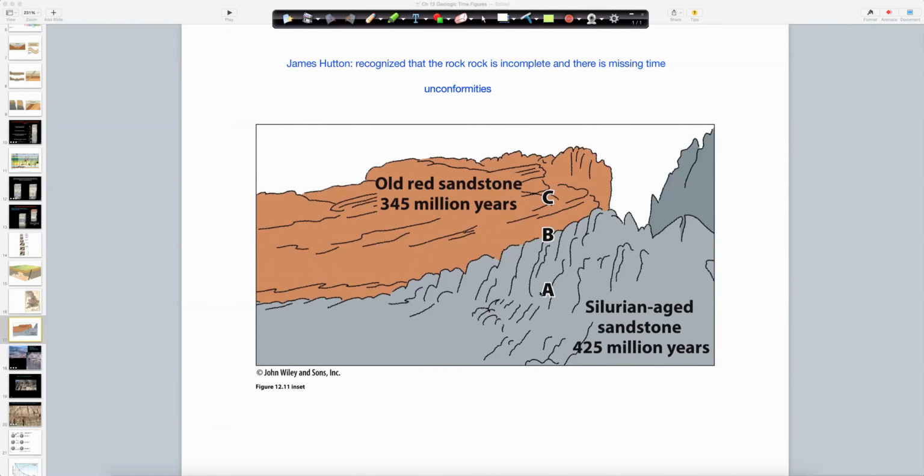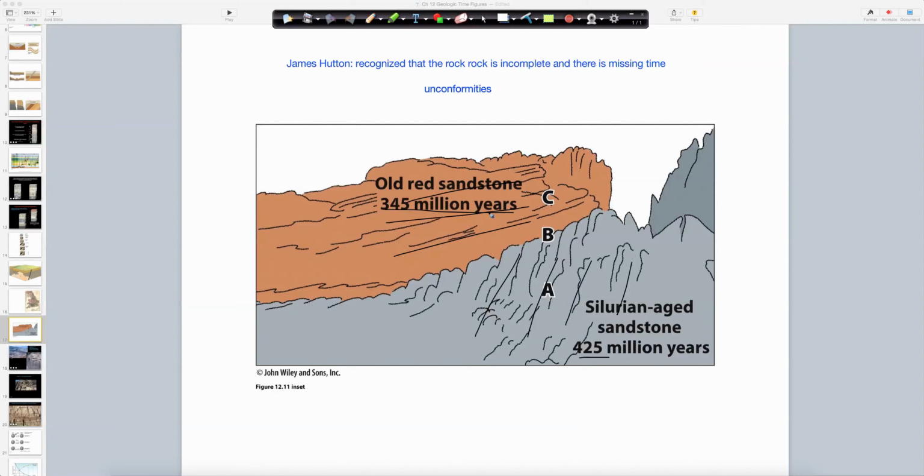And so what you're looking at here is an illustration of the famous locality that he used. Down here you have these layers that are dipping very strongly, and then these that are not dipping as much, and they're two different types of rocks. So A is Silurian age sandstone that dates to about 425 million years ago. Then you have the red sandstone, which is C, which dates to about 345 million years ago. So there's a lot of time missing between there.